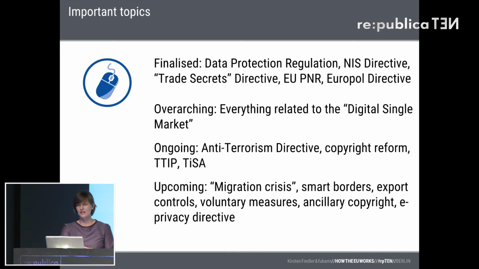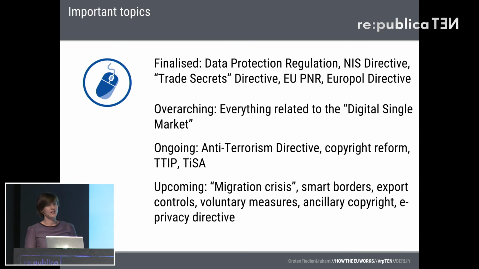So we're slowly coming towards an end now, and we want to give you just a brief overview of the dossiers that are on the table right now. As we just explained, the data protection regulation is done. The NIS directive has been finished. The Trade Secrets Directive has been finished. Also, EU PNR has been finished. EU PNR is basically data retention. It's a surveillance measure for air passenger data flying in and out of the EU. EU PNR was pushed through very quickly as well after the recent terrorism attacks.